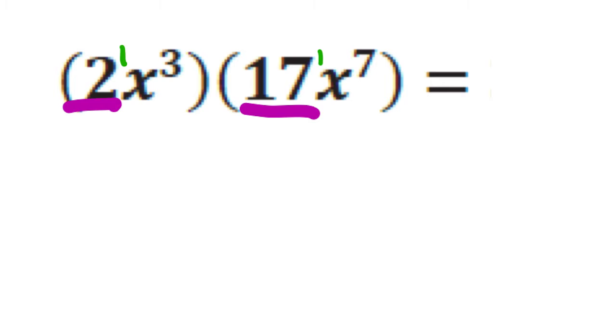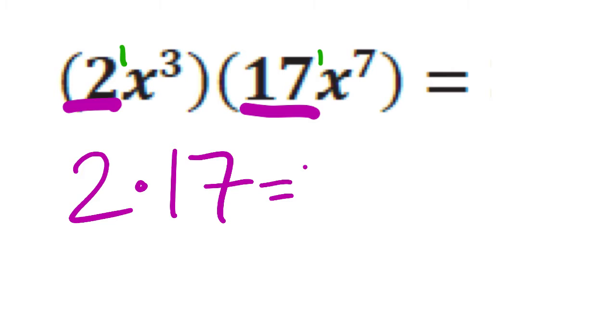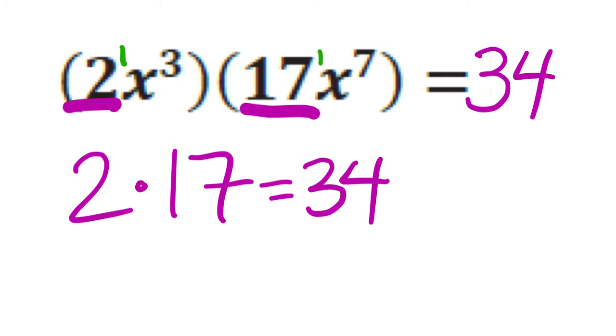So what that means is I can take 2 times 17 here, which is 34, and just say, well, I would then have 34. That would be simplified right there.